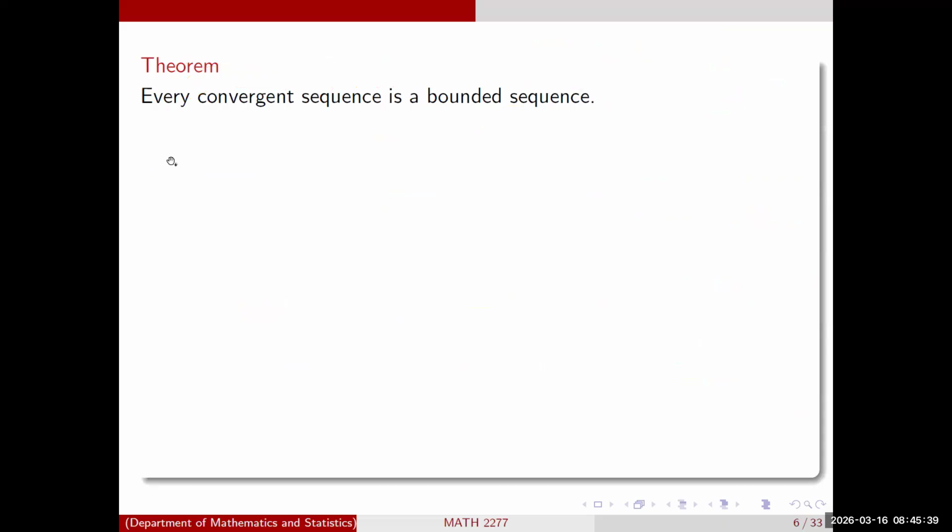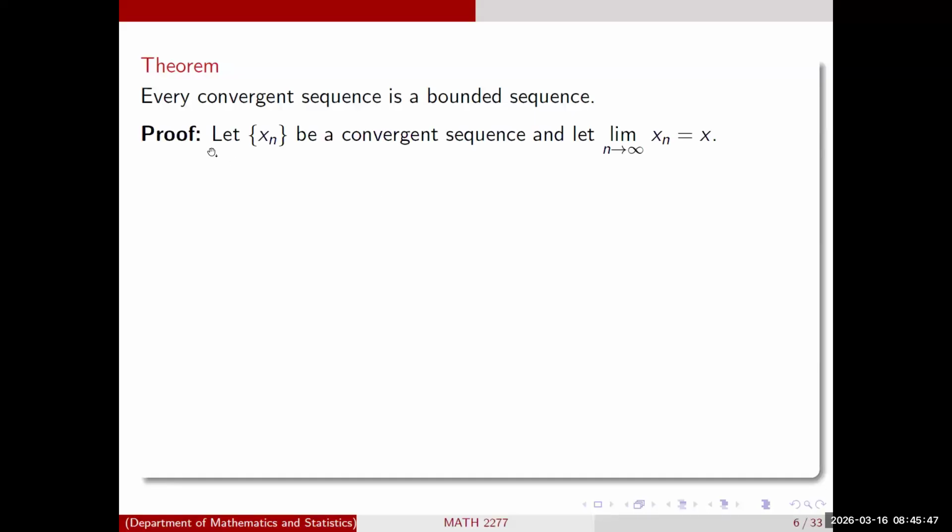So now we want to prove that if you have a convergent sequence, then it is a bounded sequence. This one follows straight from the definition, like many of the proofs before. So let xn be a convergent sequence, and let its limit be this fixed value x. Now we are just going to write the definition of convergence.